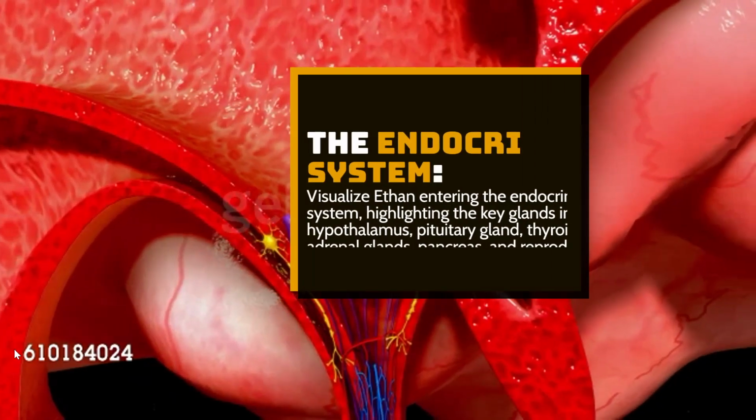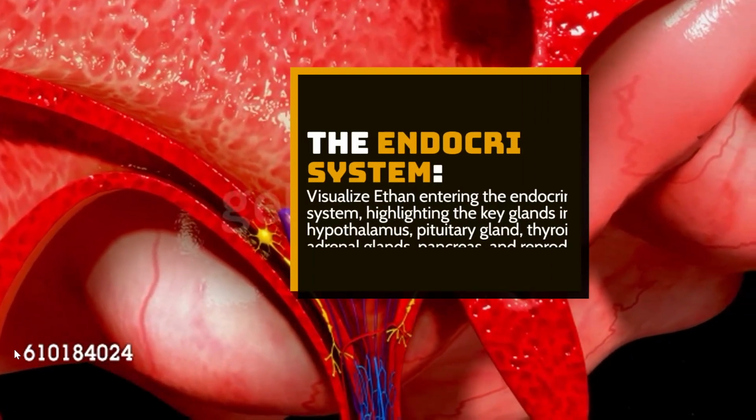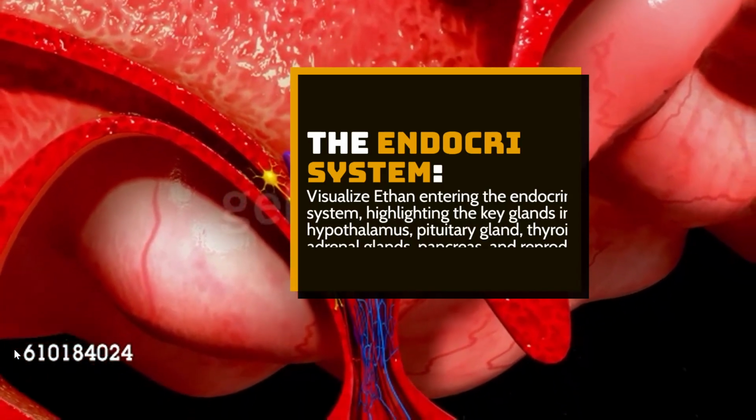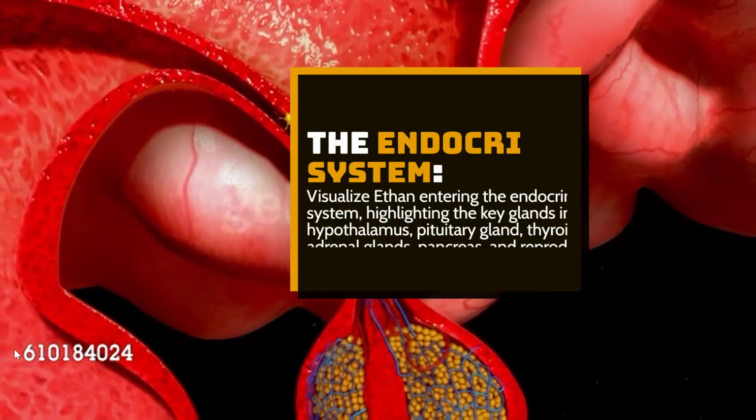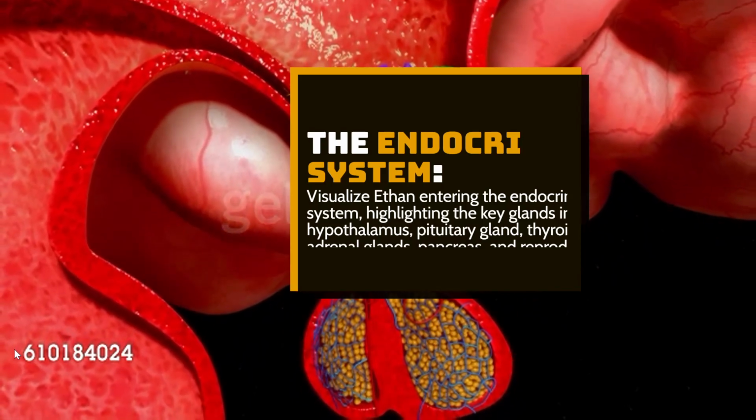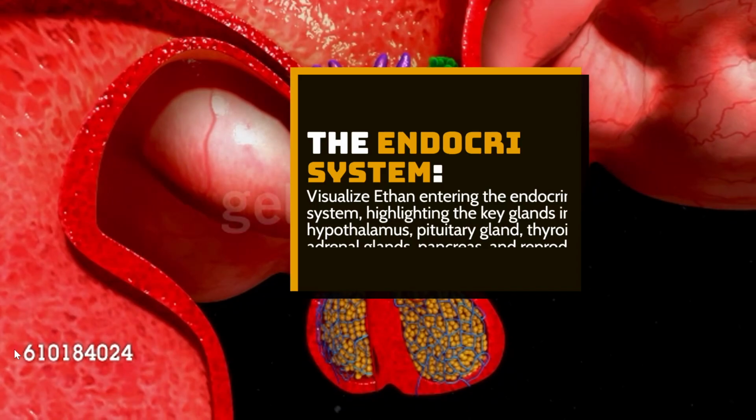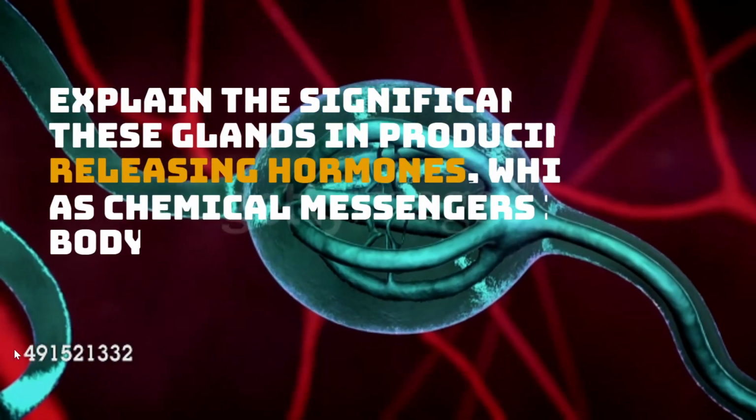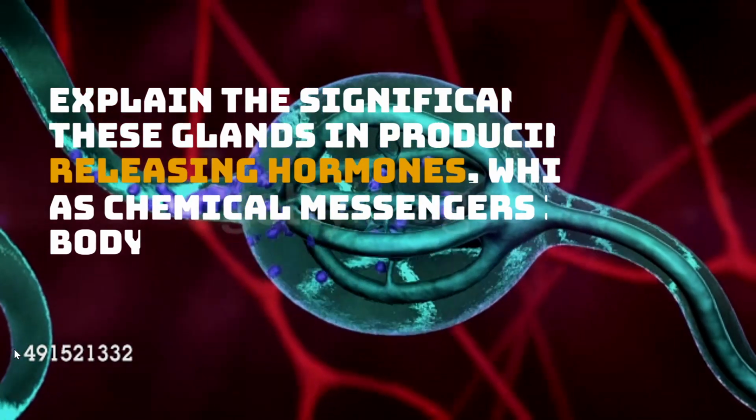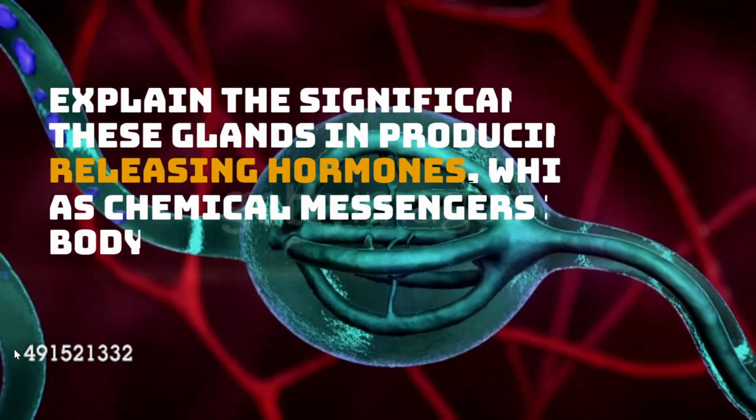The endocrine system. Visualize Ethan entering the endocrine system, highlighting the key glands involved: hypothalamus, pituitary gland, thyroid gland, adrenal glands, pancreas, and reproductive glands. Explain the significance of these glands in producing and releasing hormones, which act as chemical messengers in the body.